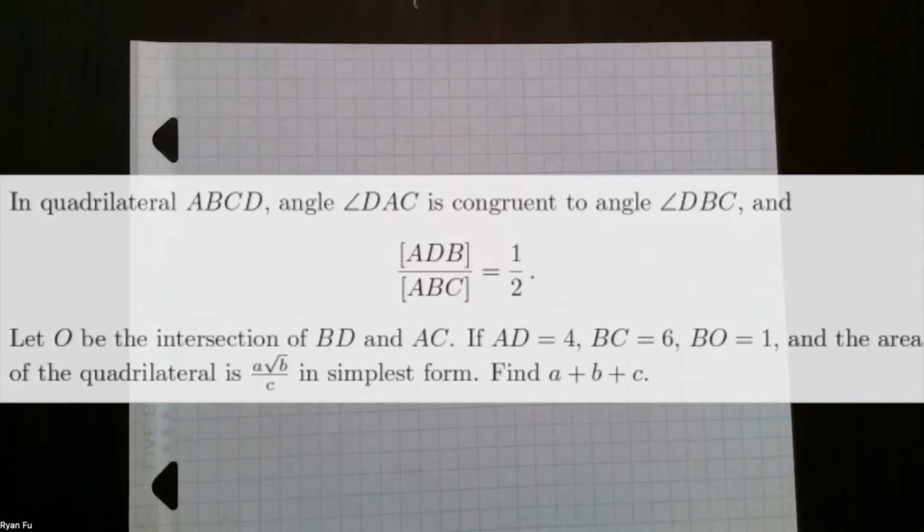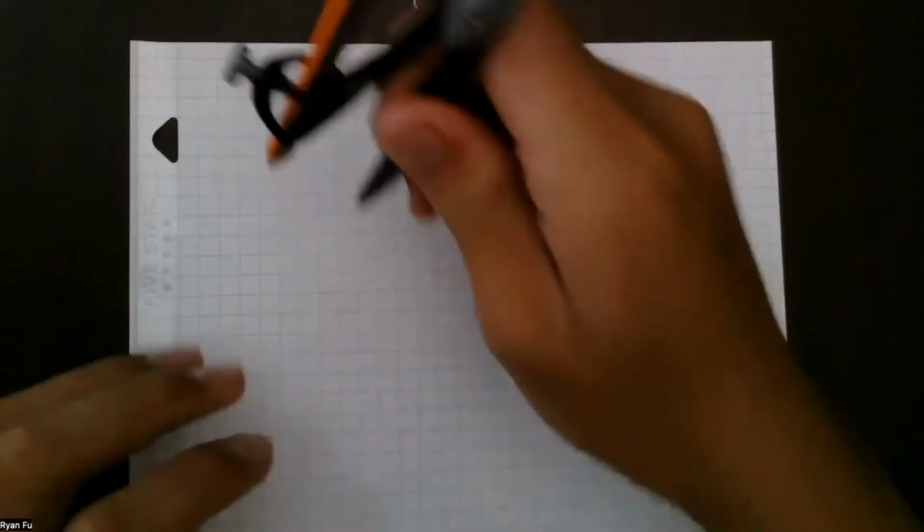So before we start the problem, we see that the fact that we have angles DAC equals DBC means that the quadrilateral is cyclic, so we can inscribe the quadrilateral in a circle and use the properties of the circle.